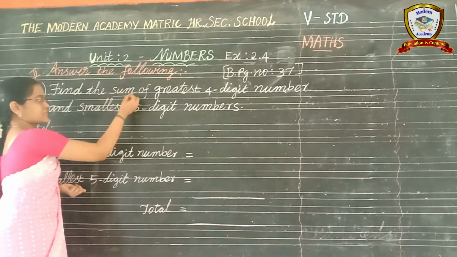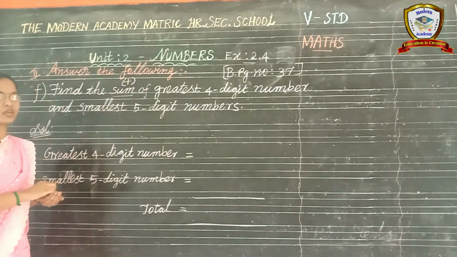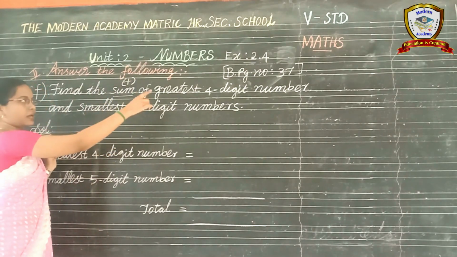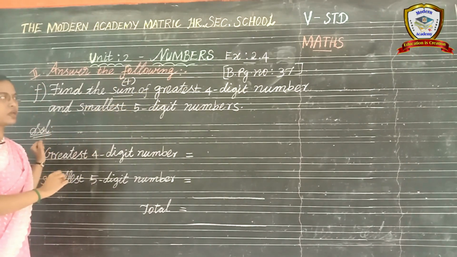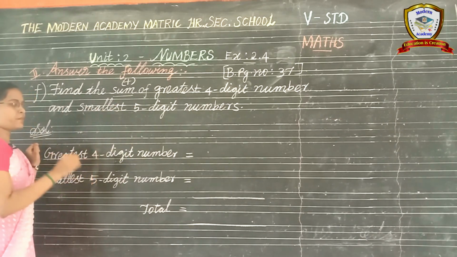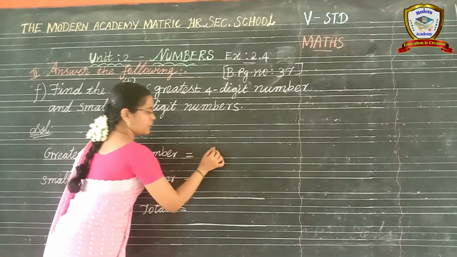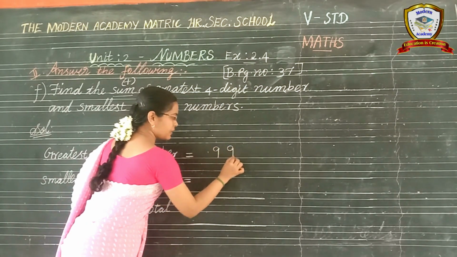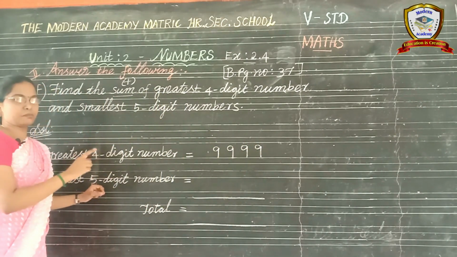What does sum mean? Sum means addition, plus. We have to add the greatest 4-digit number and the smallest 5-digit number. First of all, we have to write the greatest 4-digit number. What is the greatest 4-digit number? We know already, 9999 is the greatest 4-digit number.